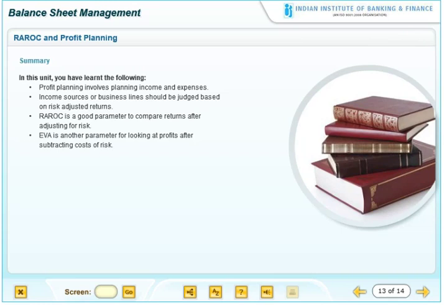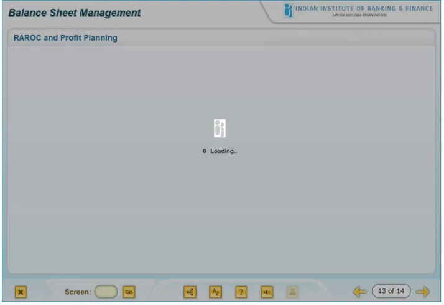In this unit, you have learned the following. Profit planning involves planning income and expenses. Income sources or business lines should be judged based on risk-adjusted returns. RAROC is a good parameter to compare returns after adjusting for risk. EVA is another parameter for looking at profits after subtracting costs of risk.